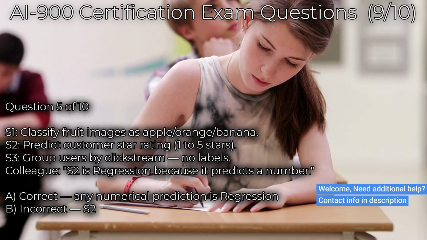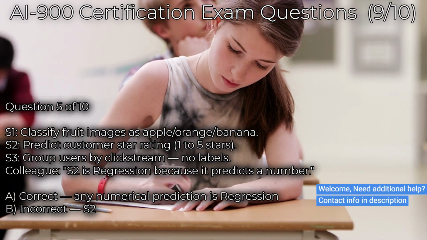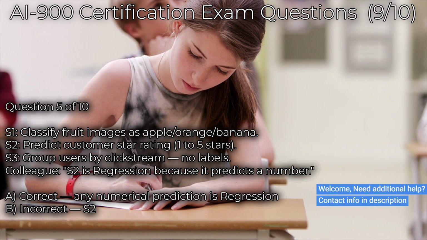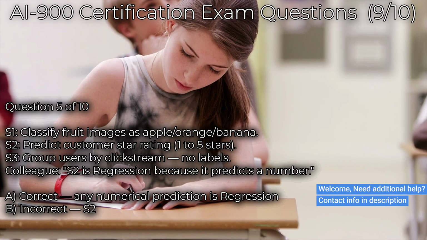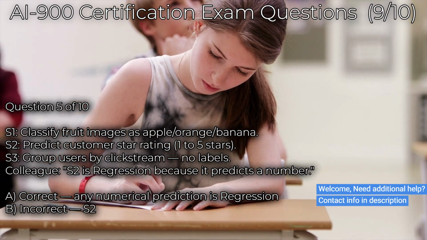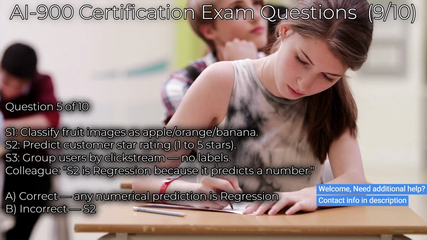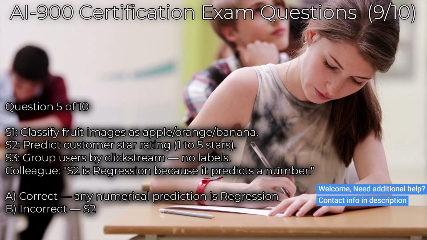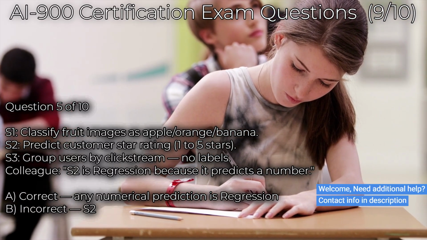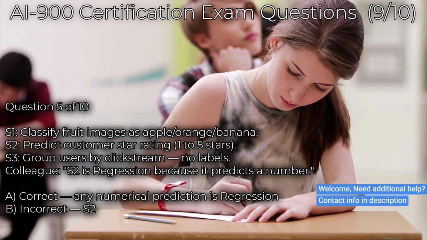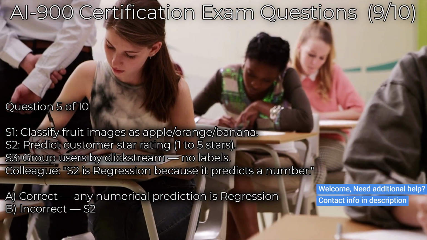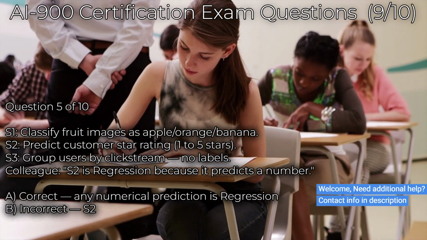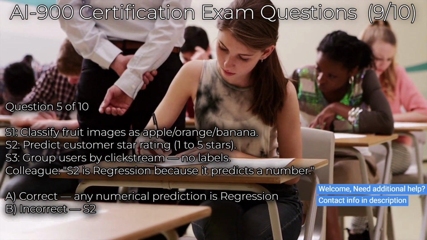The correct answer is B. The colleague is incorrect. The key distinction is not whether the output is represented as a number, but whether that number is a value from a fixed discrete set or a continuous unbounded range. Star ratings from 1 to 5 are a fixed set of 5 discrete categories. Even though they are represented numerically, predicting which one of those 5 categories applies to a given customer is a classification task. Regression is appropriate when the output is a continuous numerical value such as a price, a temperature, or a measurement that can take any value along a scale.